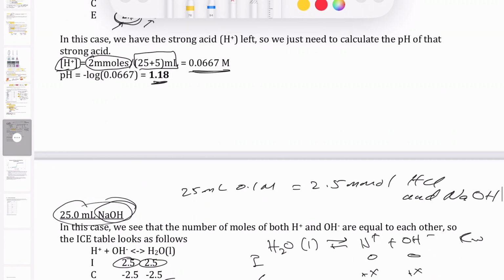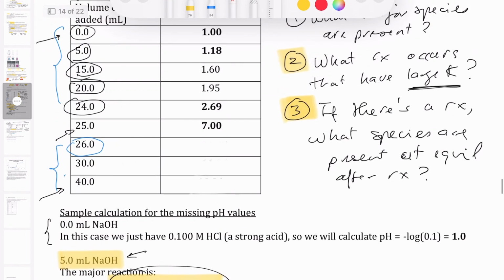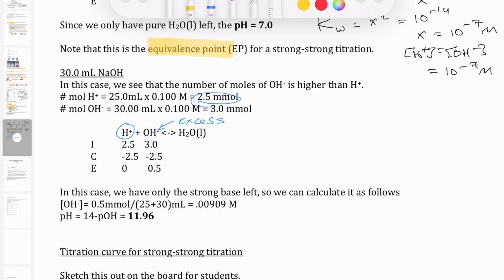So I'm just showing you one example of this calculation for 30 milliliters. We're going to calculate the acid, which is still 2.5 millimoles. The base now is 30 milliliters with 0.1 molar, so that gives me 3 millimoles. I put those numbers in my ICE table, but now notice that this is the limiting reactant, the acid, so minus 2.5 for both. I have some base left over, half a millimole.